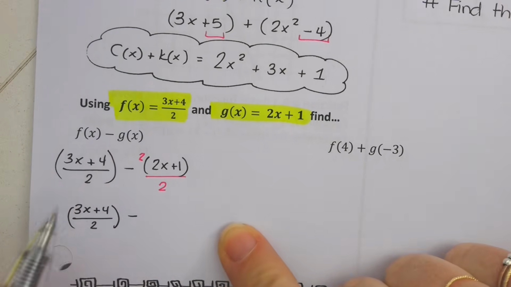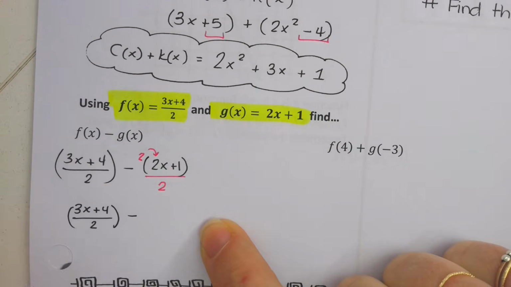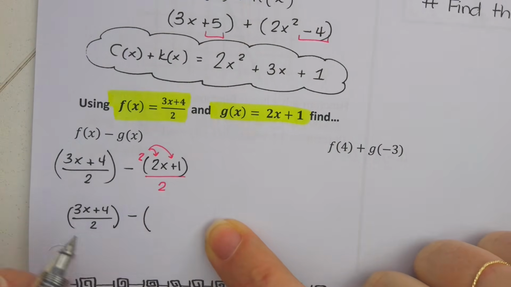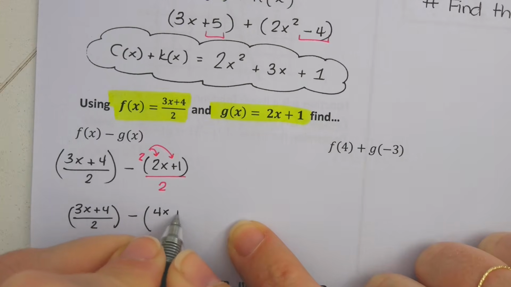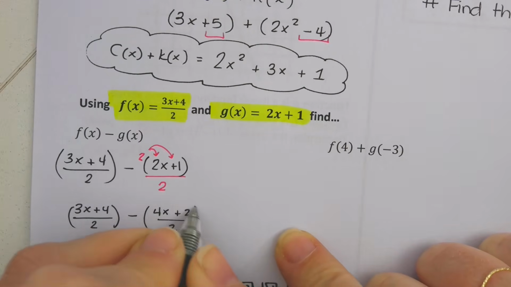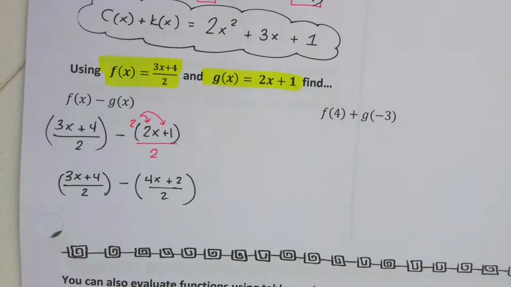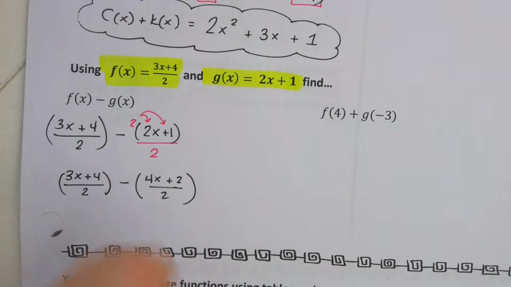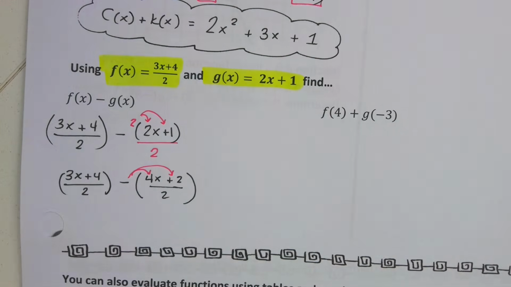The second one, I'm going to take that 2 and distribute it. I'm not going to worry about the negative yet. I'll get the negative in just a second. Multiplying it in gives me a numerator now of 4x plus 2 over 2. And if you remember back from Algebra 1, when you have a subtraction in the middle, that negative needs to go to both the first and second term. So we're going to distribute it to both the 4x and the 2.